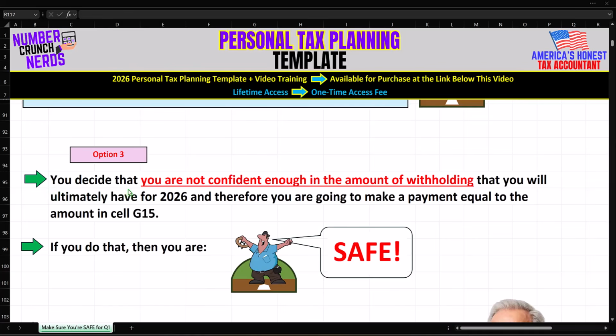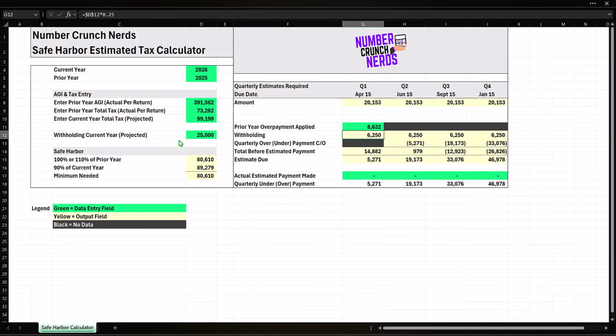Let's say you decide that you are just not confident enough in the amount of withholding that you will ultimately have for 2026, and therefore you are just going to make an estimated tax payment equal to the amount in cell G15. If you do that, then you are safe. Let's come back over here one more time and assume again that this is a full year projection. We're estimating $25,000 for the whole year, but let's just say that we're not really confident in that number. I'm just not sure based on all the unknowns and uncertainty regarding transactions that might be occurring later in the year. I think this might be a little bit aggressive.